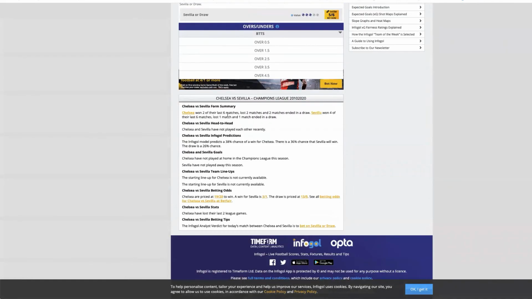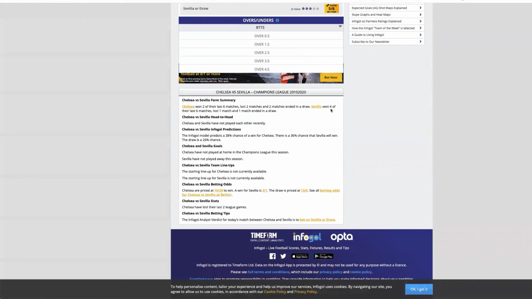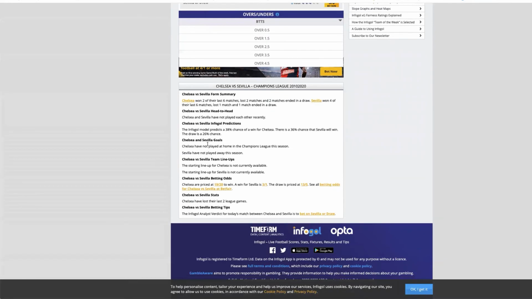And then you've got a Chelsea versus Sevilla summary. Chelsea have won 2 of their last 6 and lost 2. Sevilla have won 4 of their last 6, lost 1, and 1 ended in a draw. Head-to-head, they've not played each other. The Infogol model predicts a 38% chance for Chelsea. If you want to go off modelling, then that's cool. Let's do some tests here and see how that pans out.